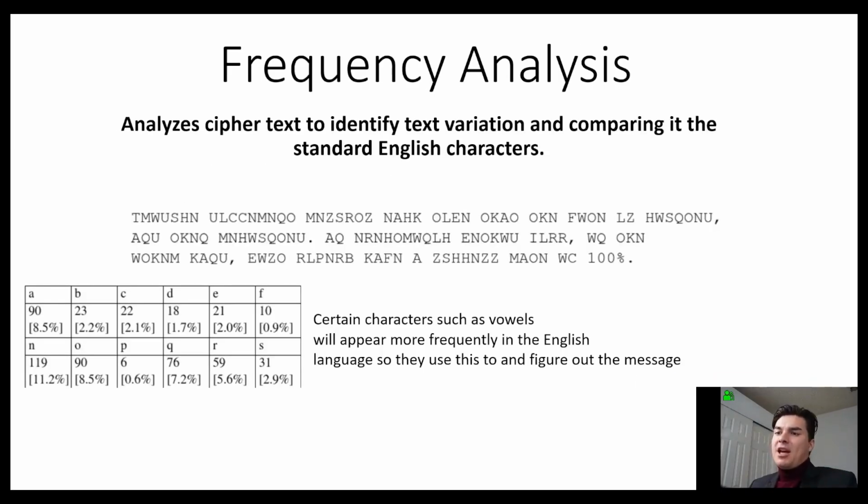With frequency analysis, you're analyzing the ciphertext to identify text variations and comparing it to the standard English characters. With this ciphertext here, we're noticing, okay, here's A, and it shows up 8.5% of the time. You're looking for things such as vowels that appear much more often to help figure out the message.